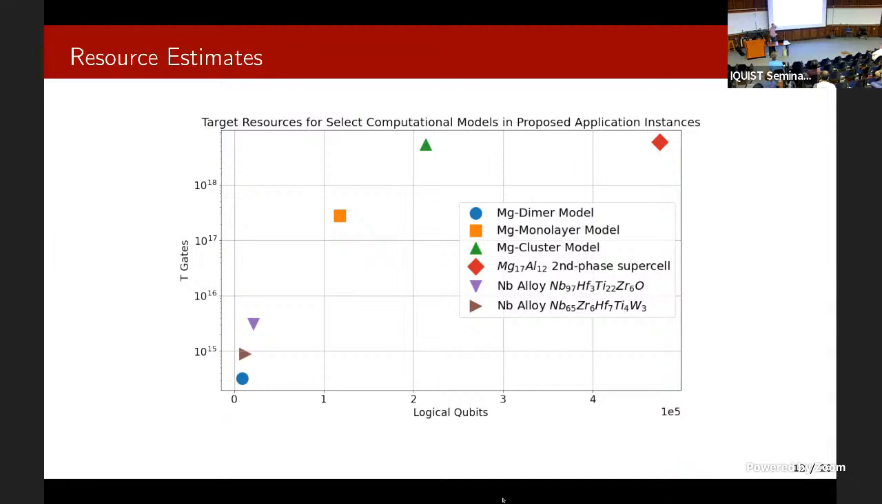And we started with: what would we do if we had infinitely fast and an infinite number of qubits? What is the problem we would want to solve? And when you work through the math, you get very large numbers.